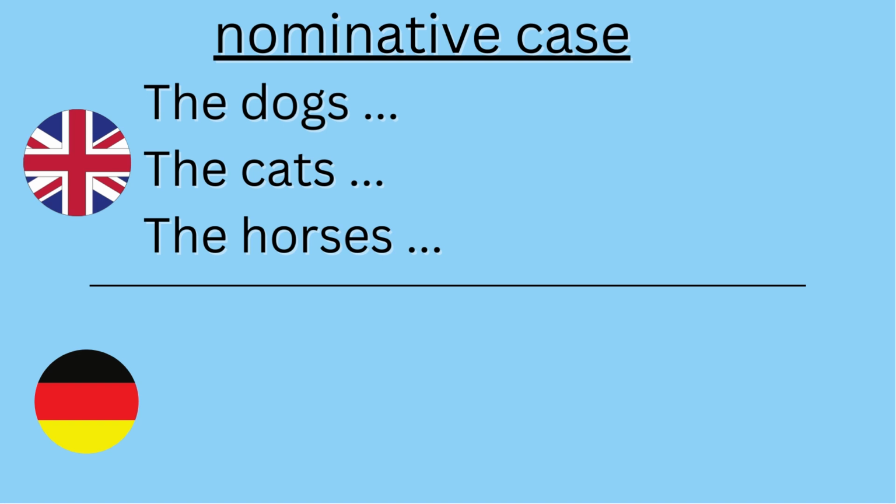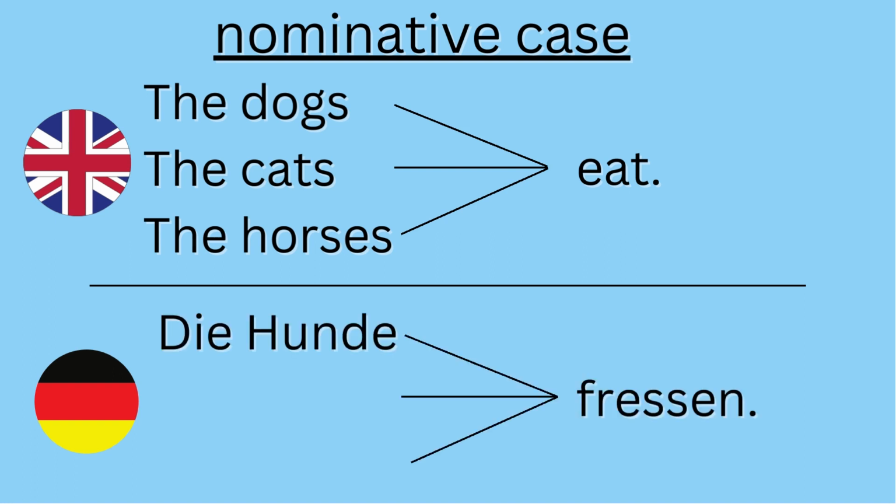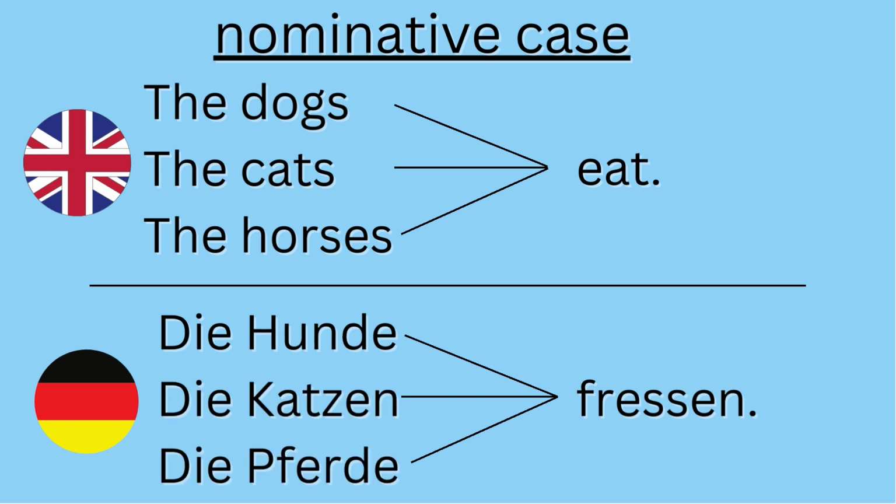So we have the dogs, the cats, the horses, all acting as the subject of the sentence. So the English sentence, the dogs, the cats, the horses eat, in German would be die Hunde fressen, die Katzen fressen, die Pferde fressen.